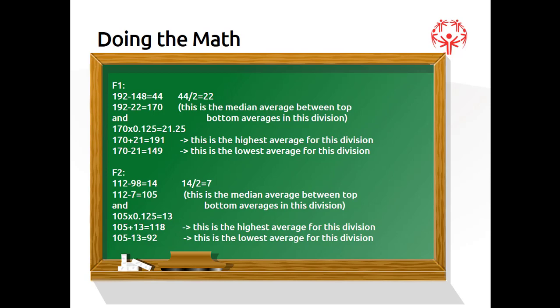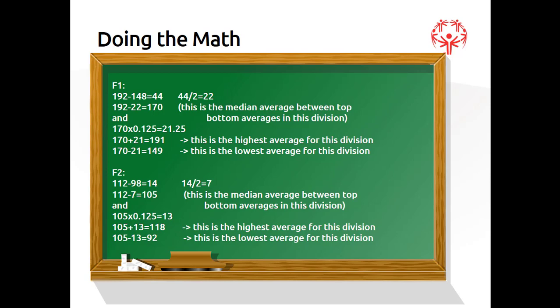In order to determine the median average, we need to find the difference between the two numbers and split that number in half, which is 192 minus 148 equals 44. Half of 44 is 22. By subtracting 22 from 192, we find the median average between 148 and 192, that being 170. Let's halve the 25% performance rate to 12.5% and add or subtract 12.5% to and from 170. The resulting numbers are 191 and 149, the high and low scores in that division with a 25% performance rate.